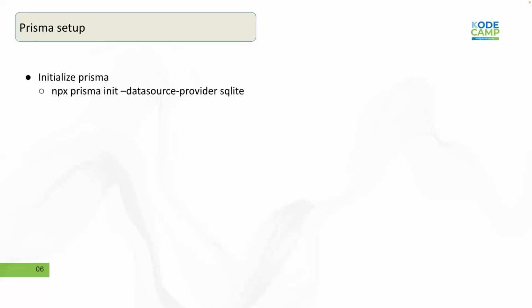In order to initialize Prisma, you run npx prisma init, that's npx prisma initialize. The default database, the data source provider that Prisma uses, is PostgreSQL. So if you run npx prisma init without specifying the data source provider, it will default to PostgreSQL. But if you specify --datasource-provider, then you provide the provider, which can be MySQL, SQLite, MongoDB, or any other database. So we're going to be doing that right now.